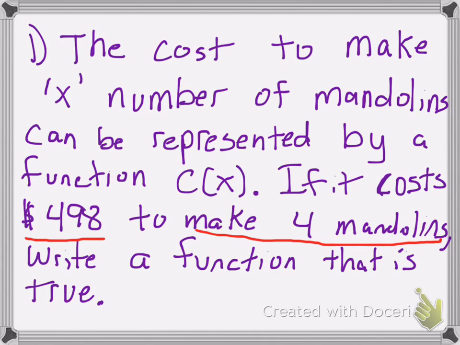Let's see how we're supposed to write this function out. We know that we're making 4 mandolins and it costs $498. Well, what would a function look like if we wrote it out to make it true? Let's check out the answer here.